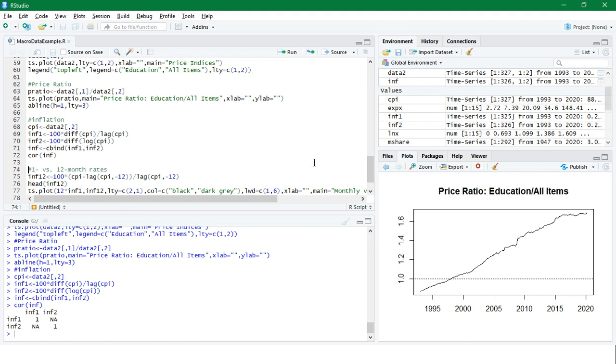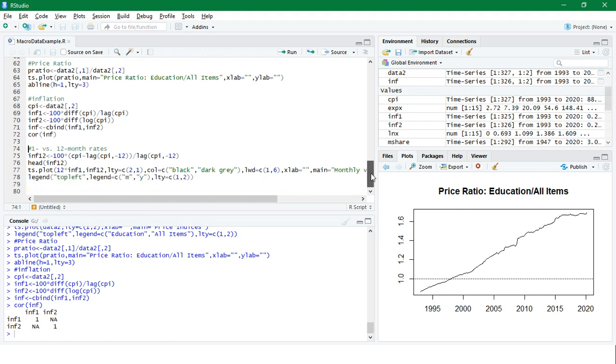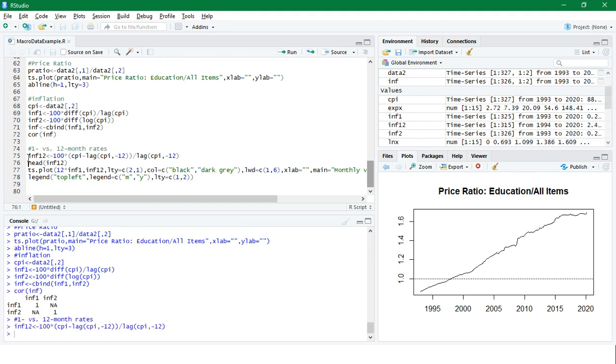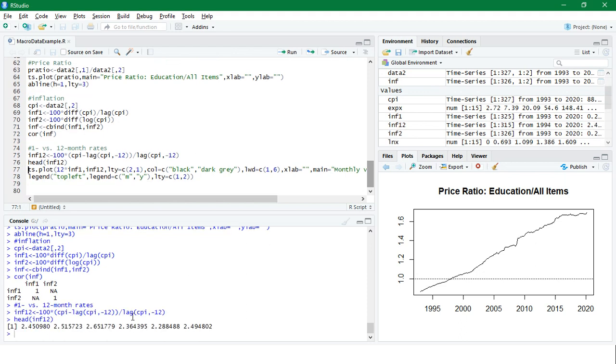The other thing I'm going to compare is 1 versus 12-month rates. And so first I make inflation 12. Now this is at a 12-month lag. So current minus 12 months lag divided by 12 month lag. So it's a percentage change where the old or the previous value is 12 months prior. All right. Looking at the head, you can see that, making sure you don't get it backwards, these are all positive. Notice the negative sign. If you don't put that on, you'll actually subtract present minus future, and it might be negative.